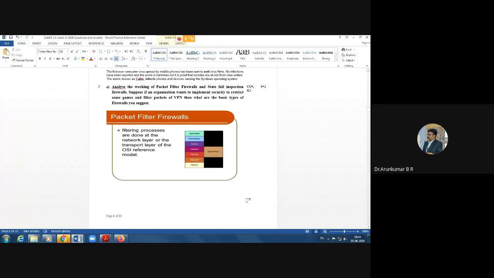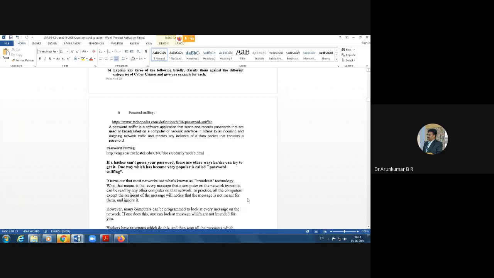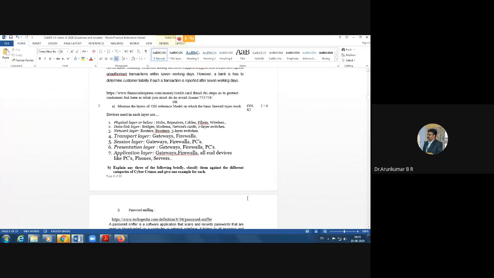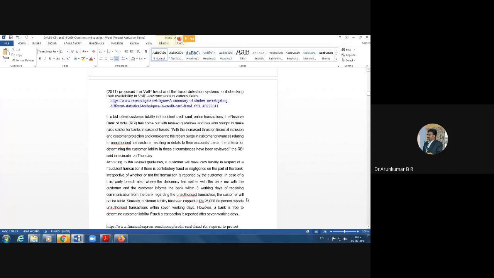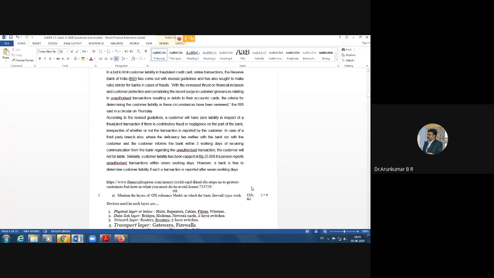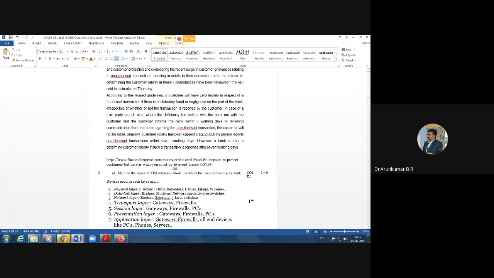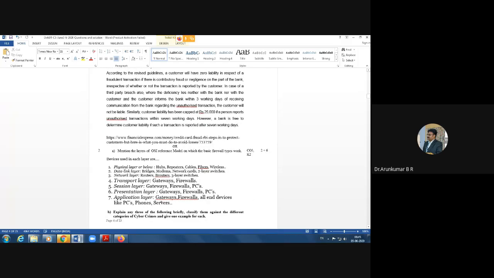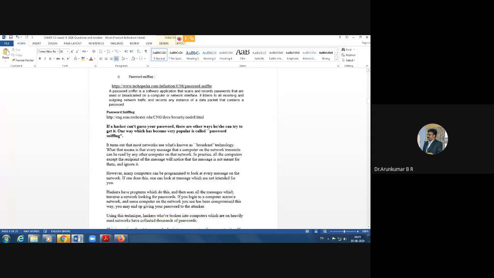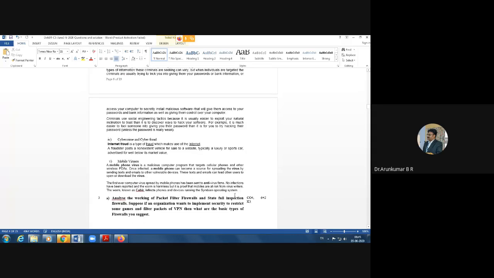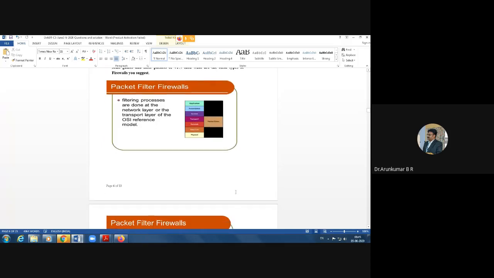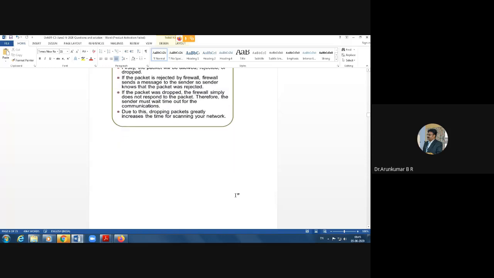So in the last class, we discussed some of the things, right? Password sniffing, for question number one, where we have listed some of the important and uncommon attacks like salami attack, data diddling, and also famous attacks with respect to mobile computing. Plus the layers of the OSI reference model on which the basic firewall types work, plus the answers for the firewall types, especially packet filters, stateful firewalls and stateless firewalls, were also discussed in the last class.